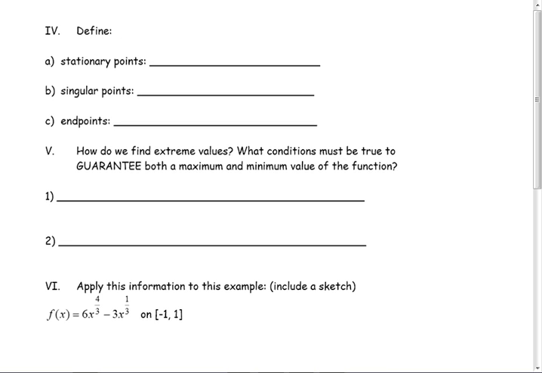I don't think they'll do this to you, but it's possible. So we have to get the vocabulary. Stationary points. Can you see, guys? Stationary points, and I'm sure you haven't seen that word before, is where the derivative is 0. Singular points is when the derivative is undefined. Well, they might. Okay, and the endpoints on a closed interval would be A and B.